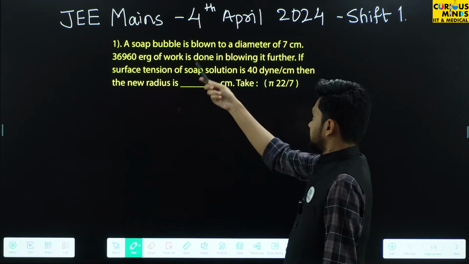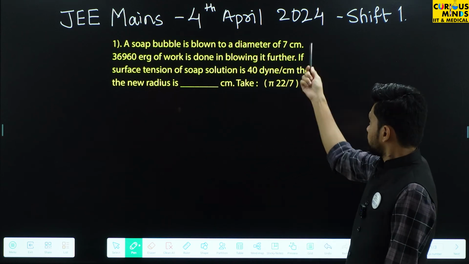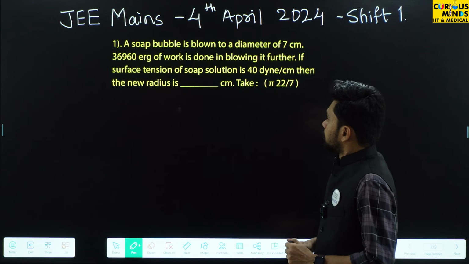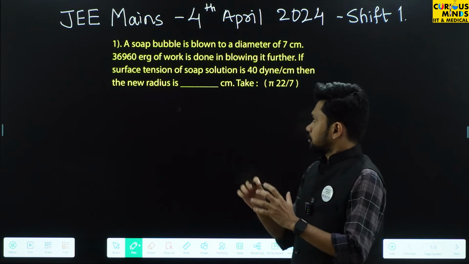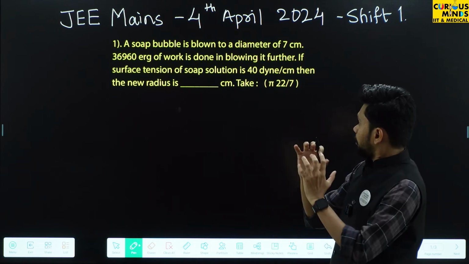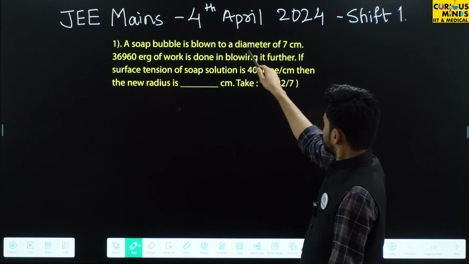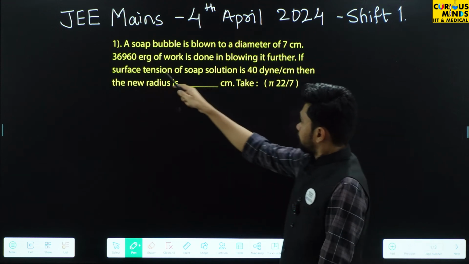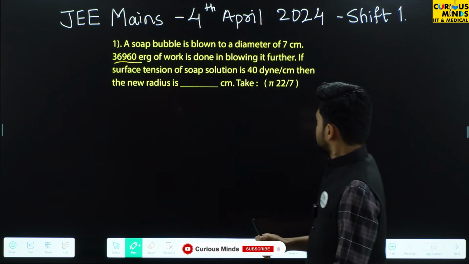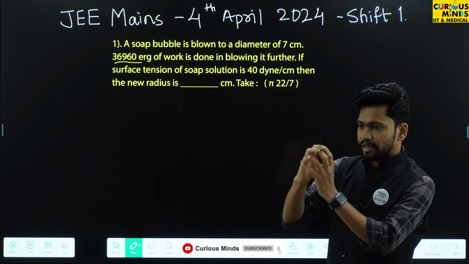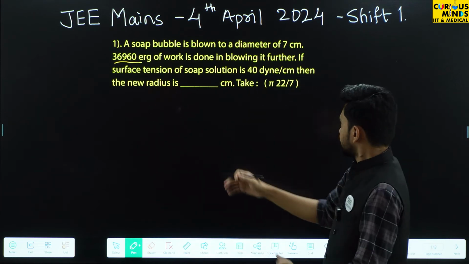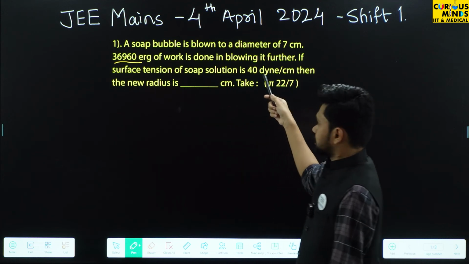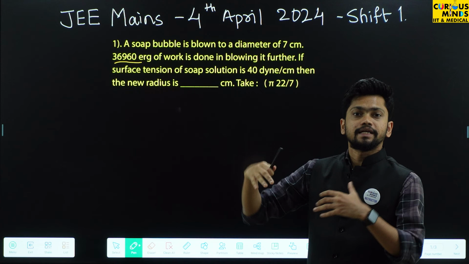This question was asked in JEE Mains, which was conducted on the 4th of April 2024 in shift 1. So just read the question. They are saying that there is a soap bubble whose initial diameter was 7 centimeter. We have given this much amount of energy to blow it, meaning we have increased its radius. The surface tension of that soap solution is this much. So they are asking what is the new radius.